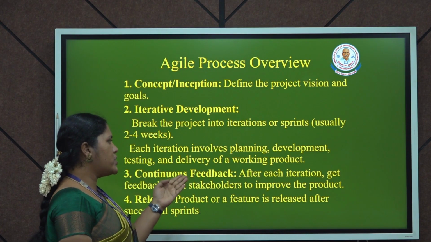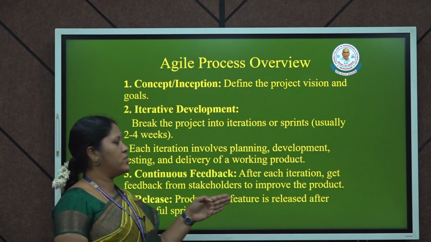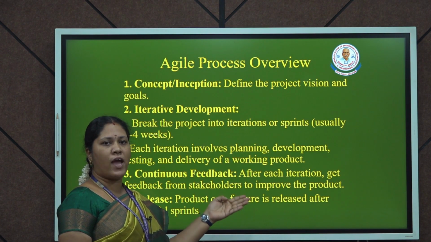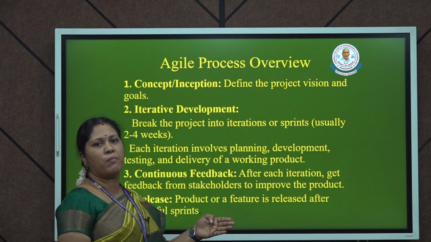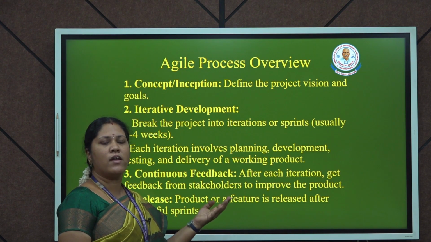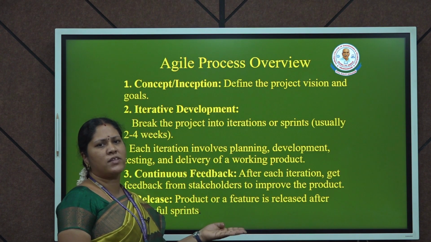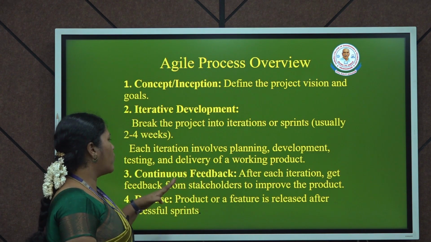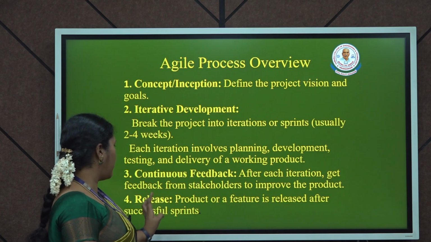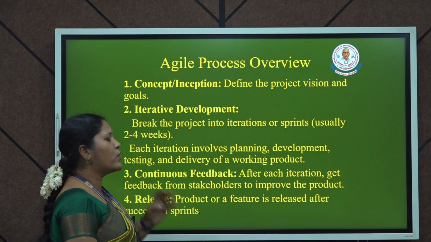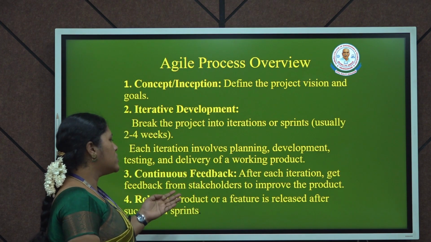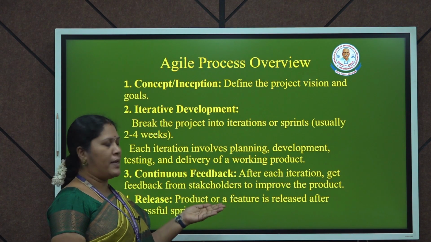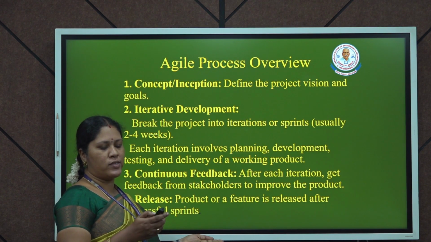So next, continuous feedback. After each iteration we get the feedback from stakeholders to improve the product. Stakeholders may be internal or external. Internal stakeholders are the employees and the owners, and the external stakeholders are customers and their suppliers, everybody. So we are going to get continuous feedback from the customers, and after that we are going to release the final product. A product or a feature is released after successful sprints. When the successful sprints are completed, we are going to release our product.